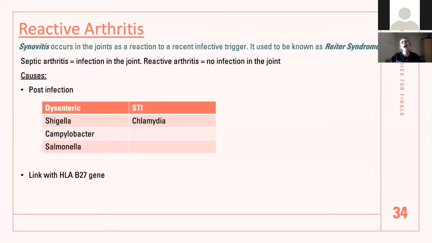So causes: it's normally after an infection, so a Shigella infection, Campylobacter infection, Salmonella infection, or chlamydia as well. Patients can develop reactive arthritis after a chlamydia infection. There's also a link with the HLA-B27 gene. So chlamydia is the most common sexually transmitted cause of reactive arthritis. But remember, chlamydia is normally seen with reactive arthritis, but gonorrhea normally causes septic arthritis.